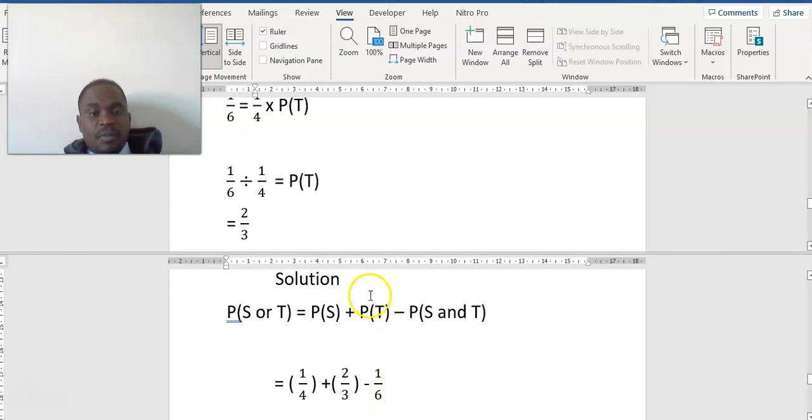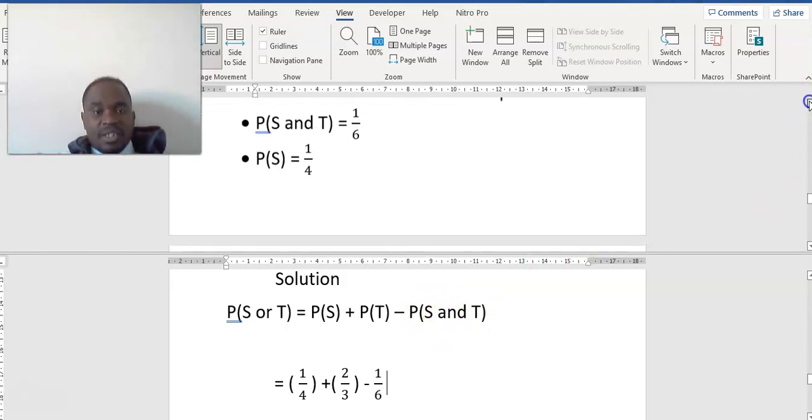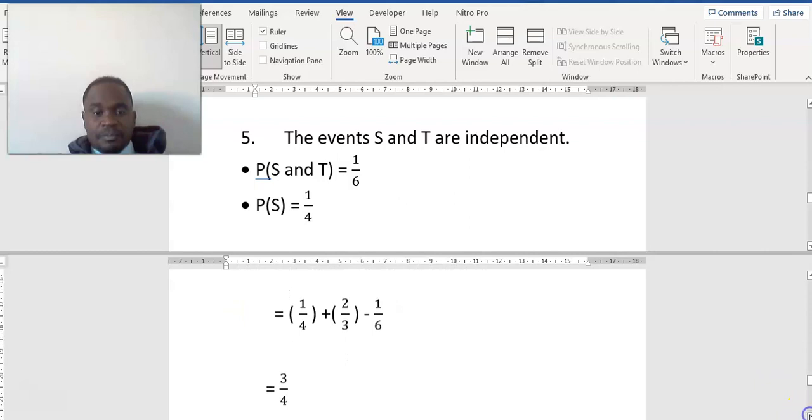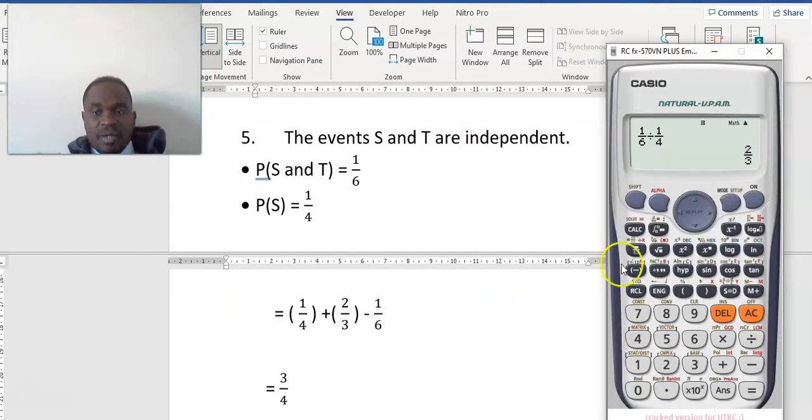Then we were given the probability of S and T, which was given here. So you substitute that one there, and let's press it on the calculator and see what we get. 1 over 4 plus 2 over 3 minus 1 over 6. And this one gives us 3 over 4.